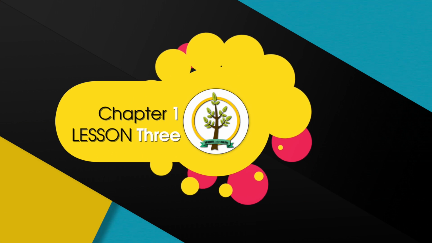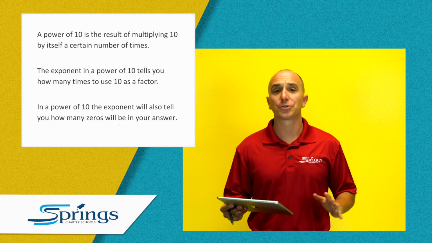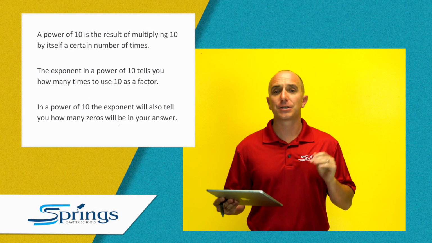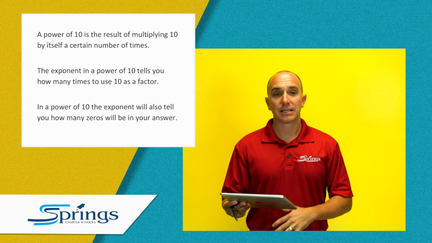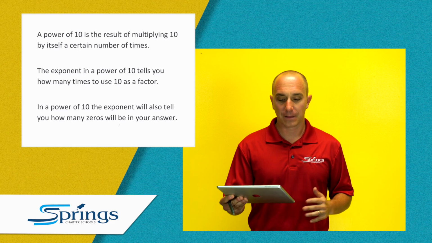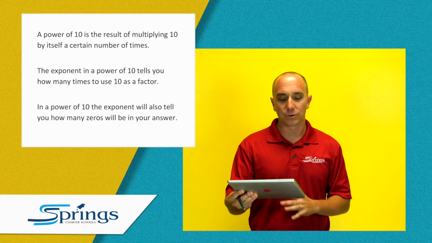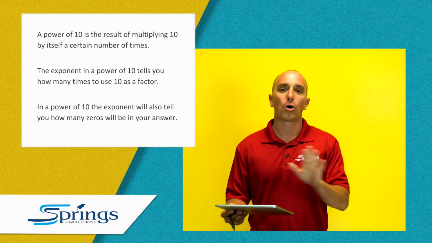This is Mr. Stein here again, and today we're talking powers of 10. A power of 10 is the result of multiplying 10 by itself a certain number of times. Now, the exponent in a power of 10 is telling you how many times you're going to use the 10 as a factor. In a power of 10, the exponent will tell you how many zeros will be in your answer. So those things kind of all go together.